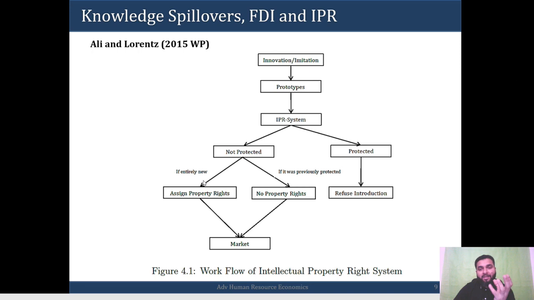So it is quite possible that some similar or exactly the same type of knowledge was protected before, but the time limit of that protection has expired. If that is the case, if this knowledge was previously protected, then the intellectual property rights system will not give them any rights, and will allow them to introduce it into the market. On the other hand, if this product is entirely new, then the system will give the entire property rights to you, and then allow this product to be introduced in the market. So this is how the entire intellectual property system works.